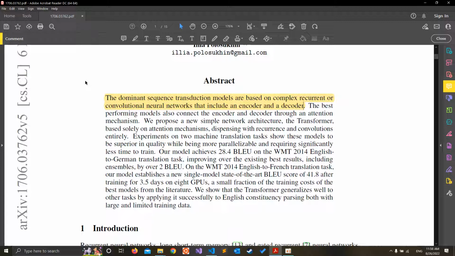Experiments on two machine translation tasks show that these models to be superior in quality while being more parallelizable and requiring significantly less time to train. So not only they are better in quality, they're reaching better results than recurrent neural networks, but also they need less time to train.